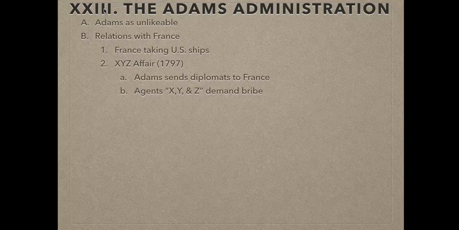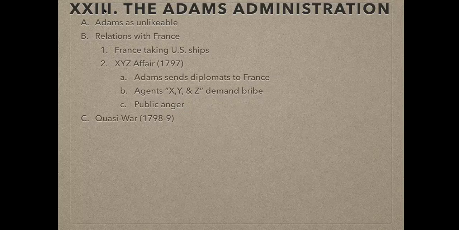They're going to show up and meet with the American diplomats and say, well, the foreign minister will meet with you if you give us a bribe, and the bribe must be $250,000, and then you need to give us a $10 million loan. So they make these demands, and the American diplomats do not agree. They return to the United States, and there's all this public anger against France because the diplomats had been treated so poorly in France when they had gone and were never able to meet with the foreign minister there.